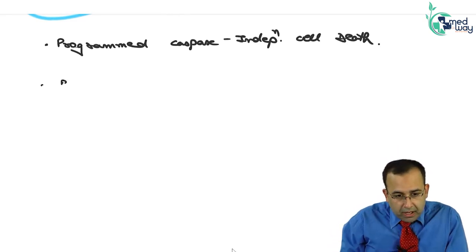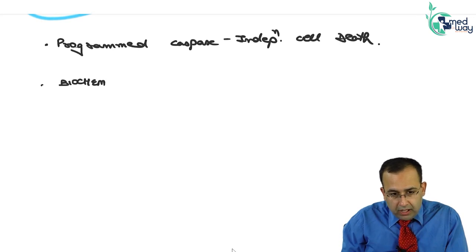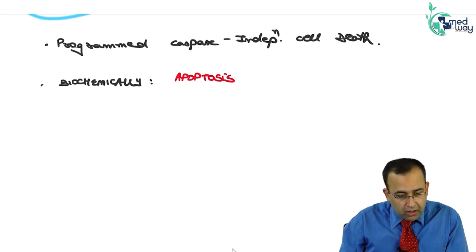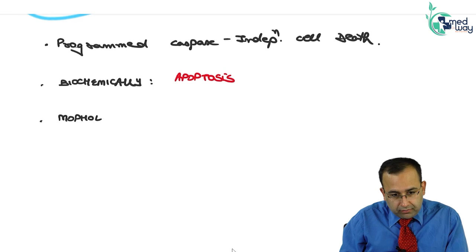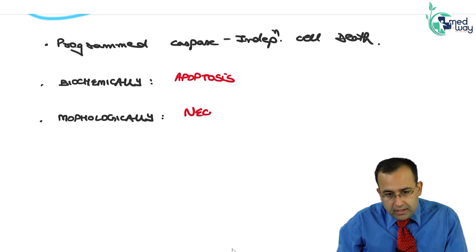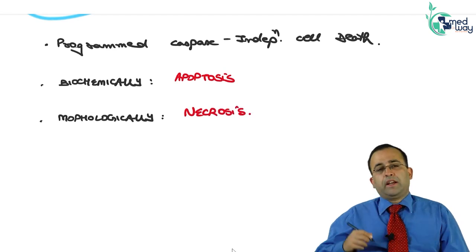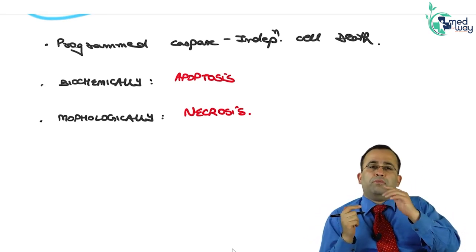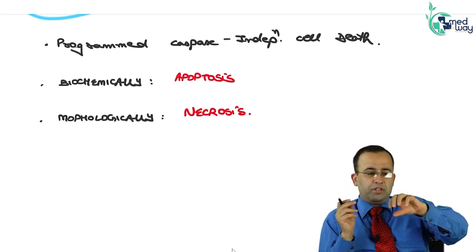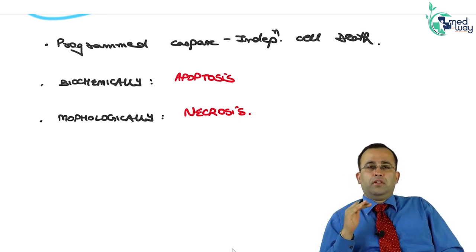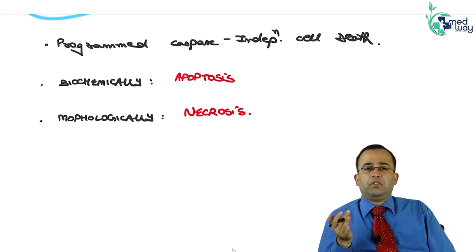Next point, biochemically it is apoptosis. It started as apoptosis, so biochemically it is apoptosis, but morphologically it is necrosis. It ends as necrosis. There was failure of activation of caspase, which in turn leads to mitochondrial damage and necrosis. So there will be inflammation; it will be associated with inflammation. Morphologically it is necrosis. This is called necroptosis.